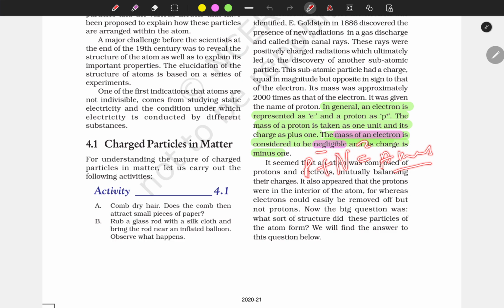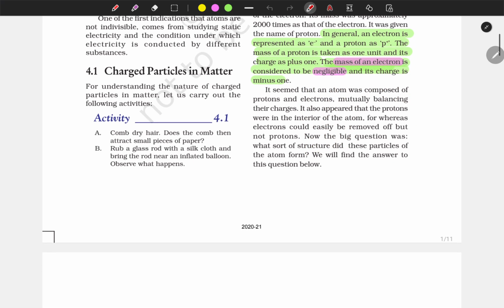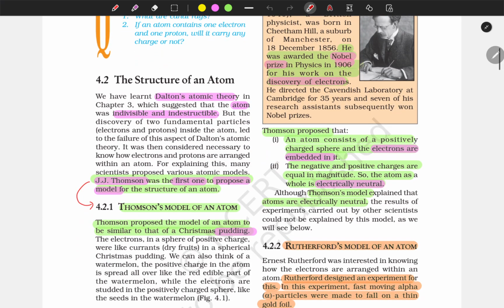Since the mass of the electron is almost 1/5000 times the mass of a proton, we don't take the mass of the electrons. It's negligible. Then different scientists over the course of history tried to explain the structure of the atom, and the structure of the atom kept evolving and improving over time. First we discuss the Dalton atomic theory.